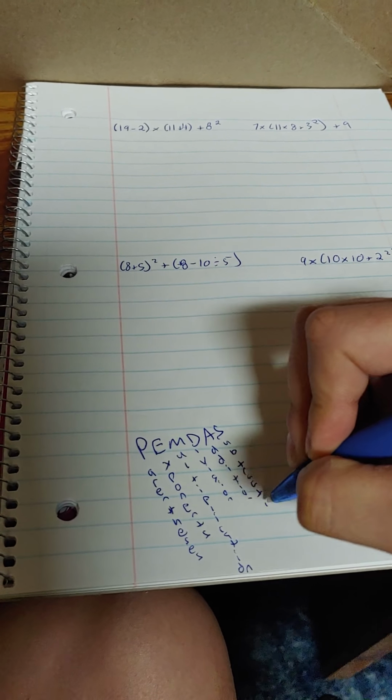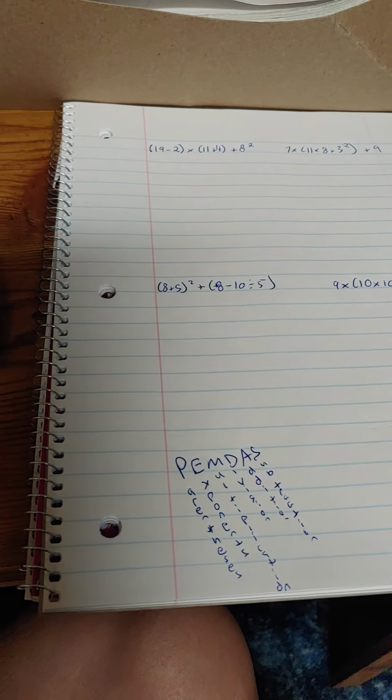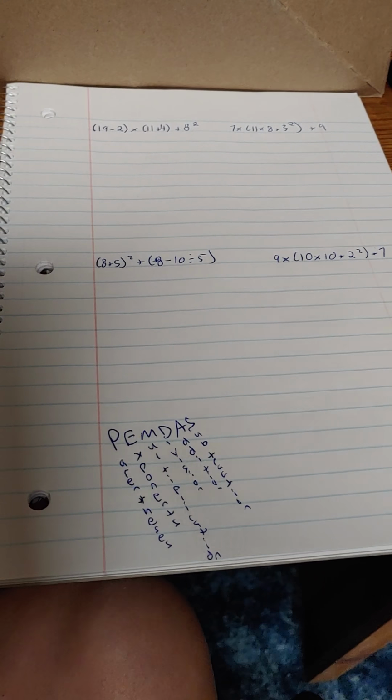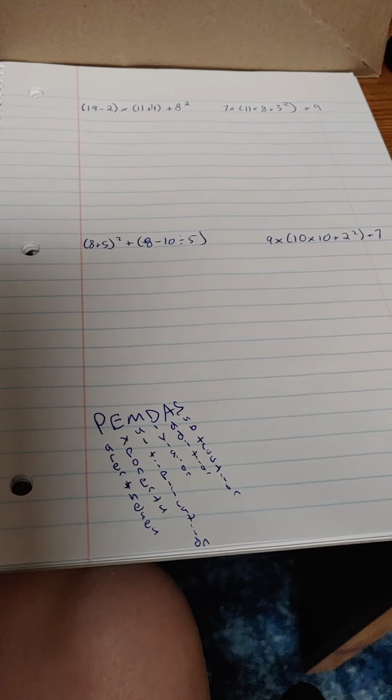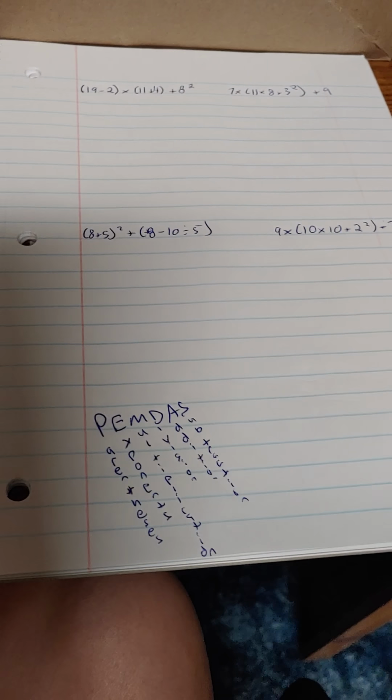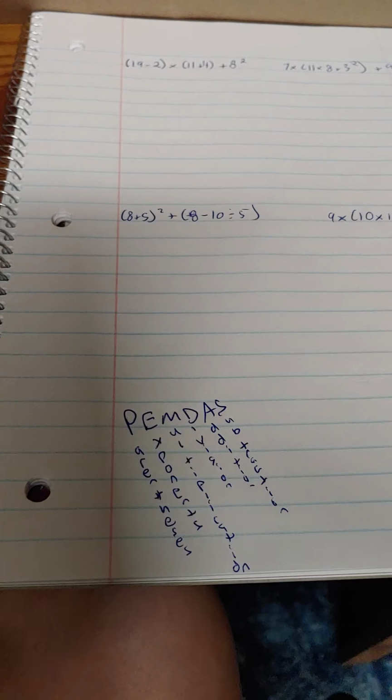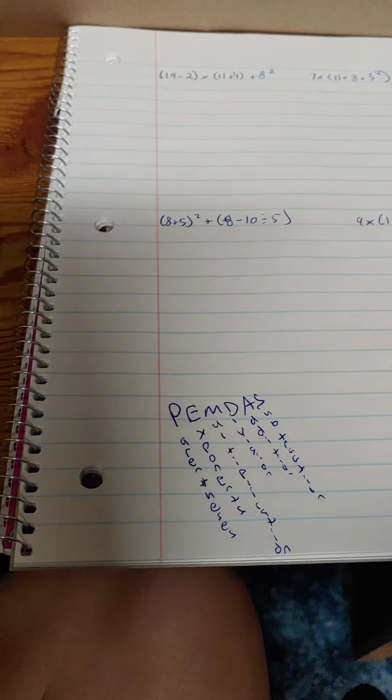Now, with any of these problems, you're always working left to right. So what you do is you're going to do all the things in parentheses from left to right. Then you're going to do all the exponents from left to right, all the multiplication or division from left to right, all the addition or subtraction from left to right, and so on and so forth.